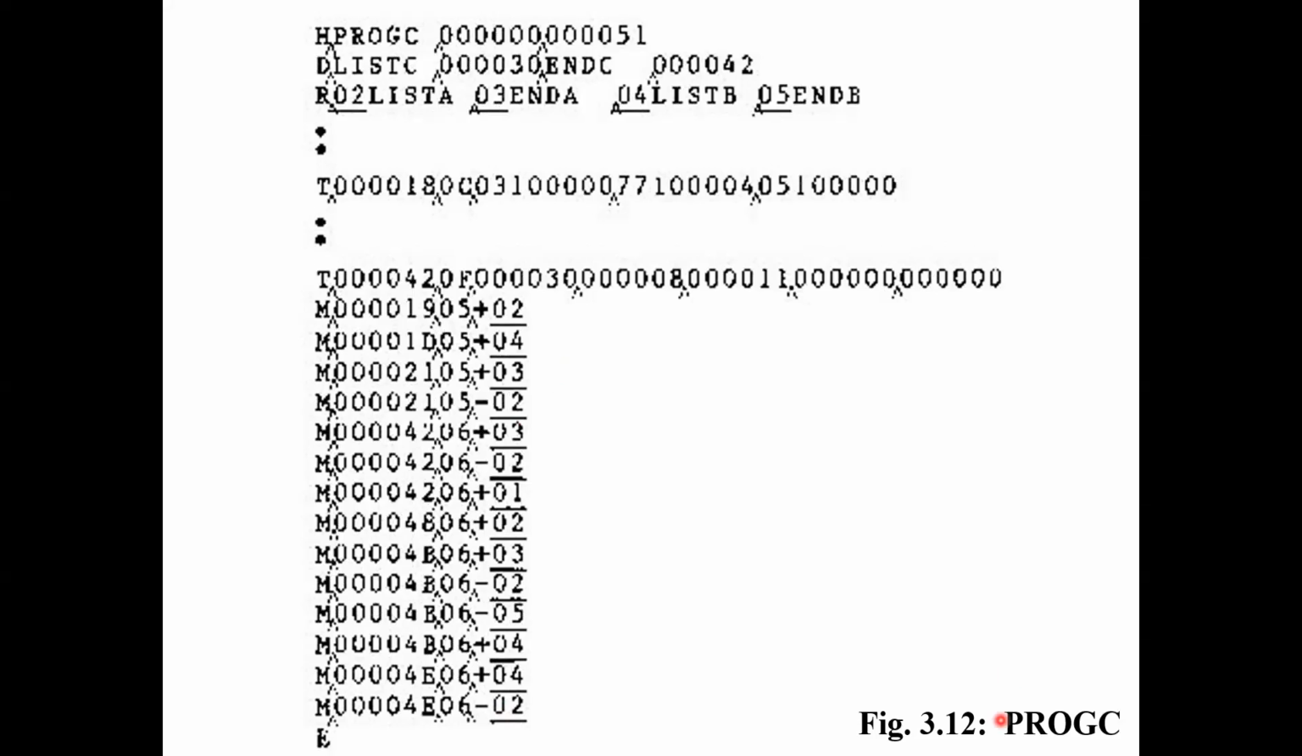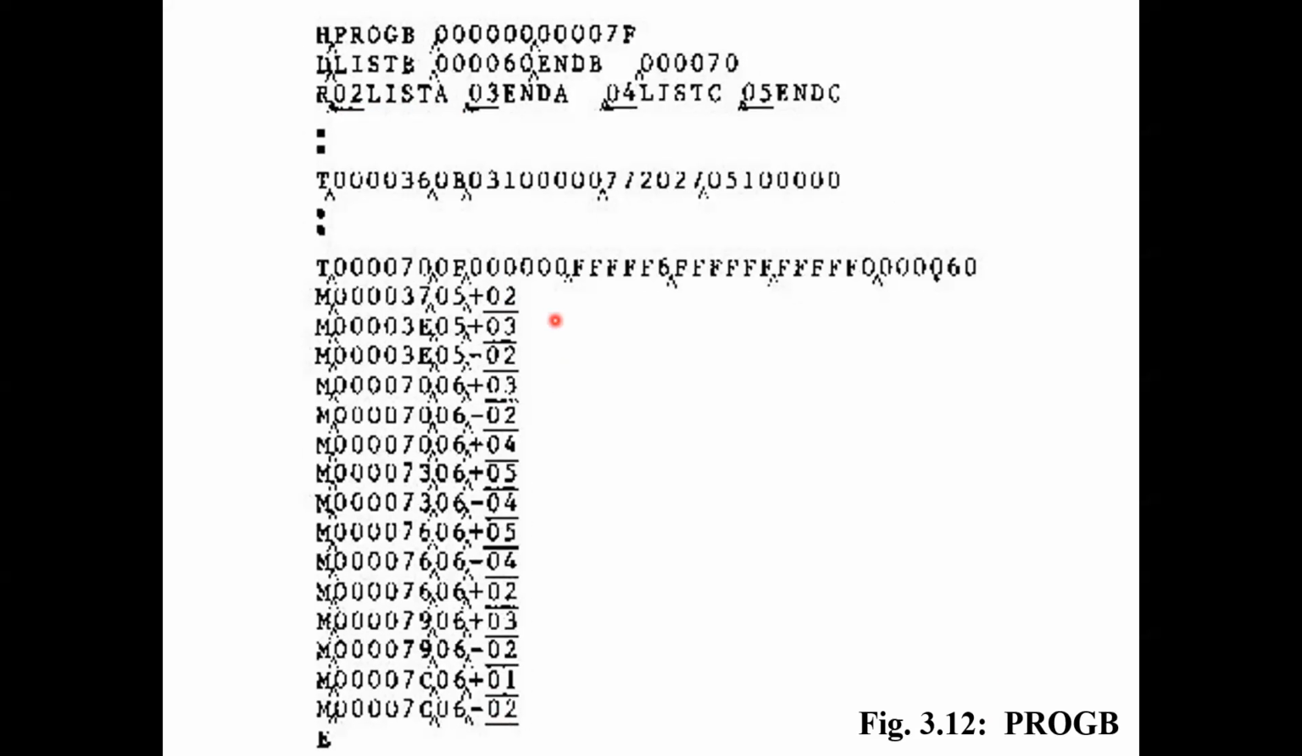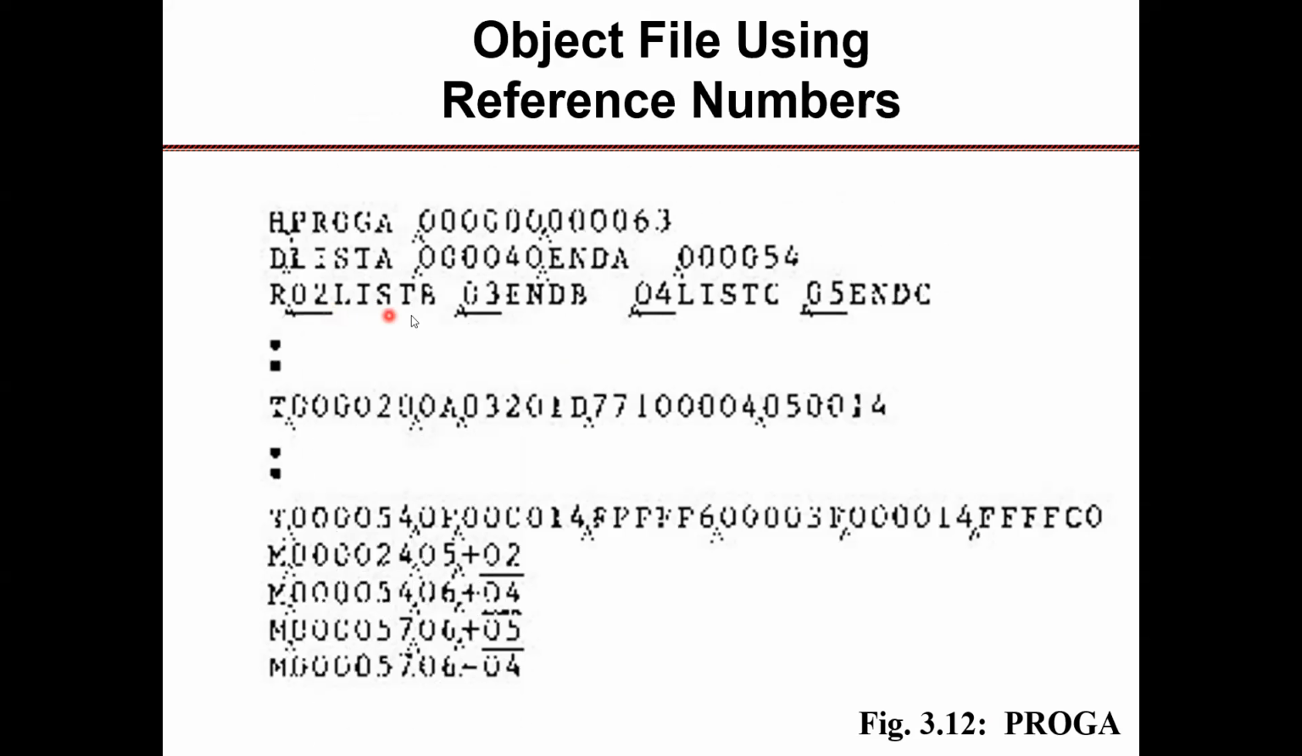Likewise for control section prog C, the same thing, where the first symbol, list A, now has a unique reference number, which is 2. It just happens to be the same as control section prog B, but it's definitely different than control section prog A, which, as you might recall, was actually list B.